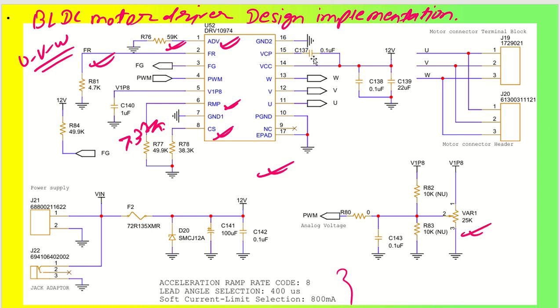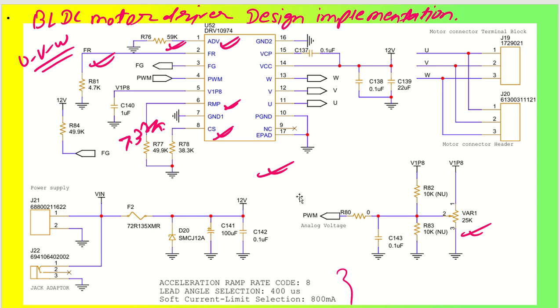Coming back to the output side, we have the charge pump capacitor, which is 0.1 microfarad. Then we have VCC. I have put 22 microfarad instead of 10 microfarad, and then a 0.1 microfarad filter capacitor. And this is the motor connection. You can see the U, V, W phases are connected at this particular point. And I have given one more jumper, so that if you want, you can have a connector like terminal blocks, or otherwise jumpers directly connected to ribbon cables kind of thing.